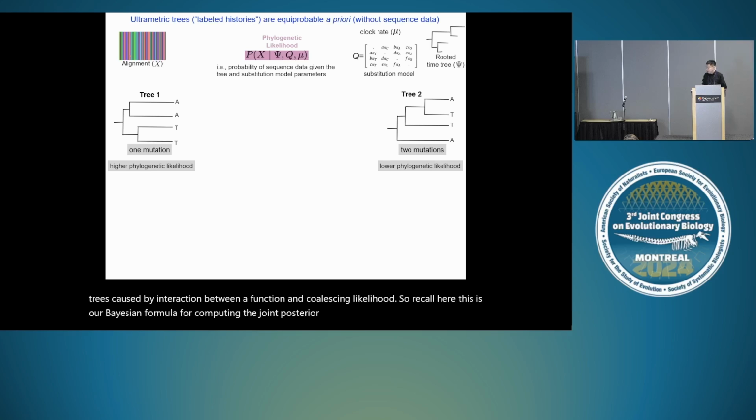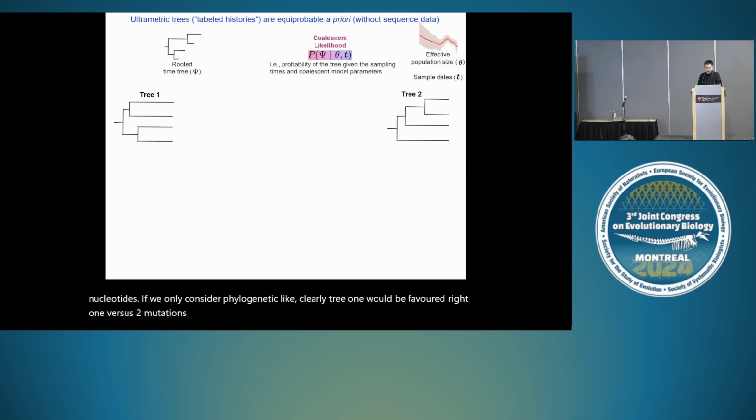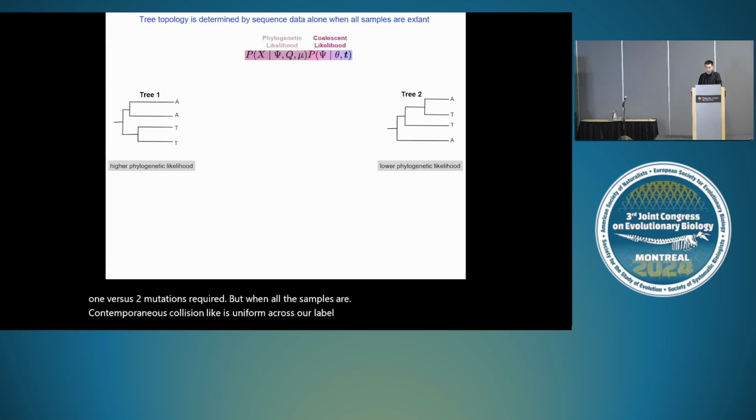To develop some intuition, let's first look at a simple example. Here we have two trees, and the data is just a single nucleotide. If we only consider the phylogenetic likelihood, clearly tree 1 will be favored, right? 1 versus 2 mutations required. But when all the samples are contemporaneous, the coalescent likelihood is uniform across all labeled histories, so which tree is favored is entirely determined by the sequence data.